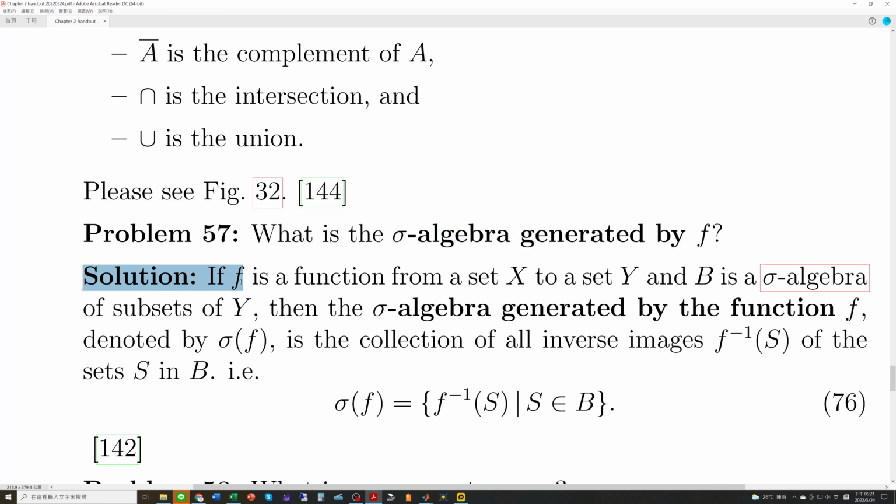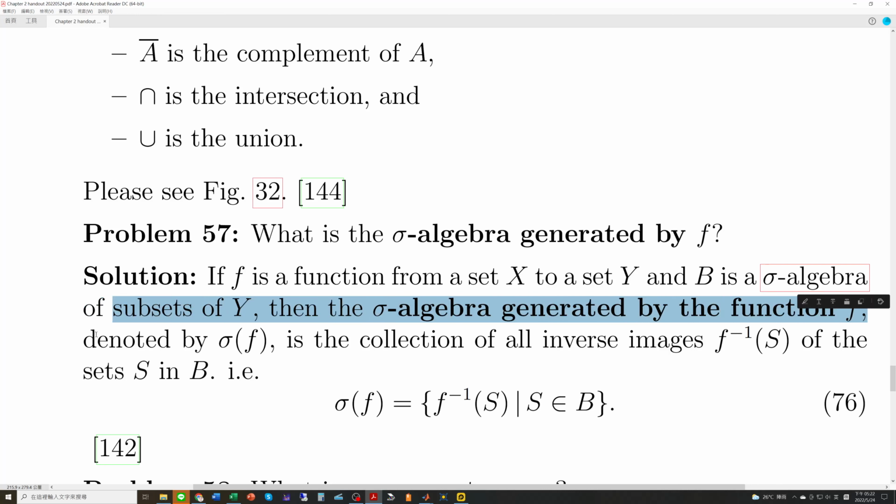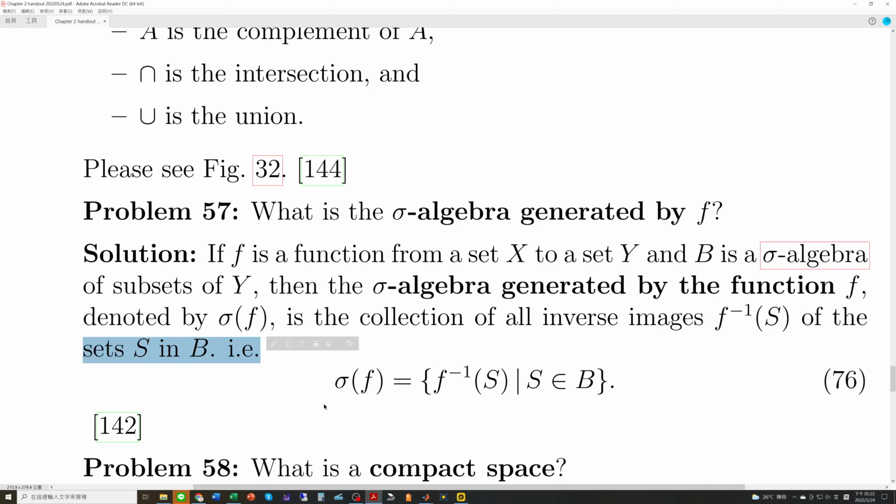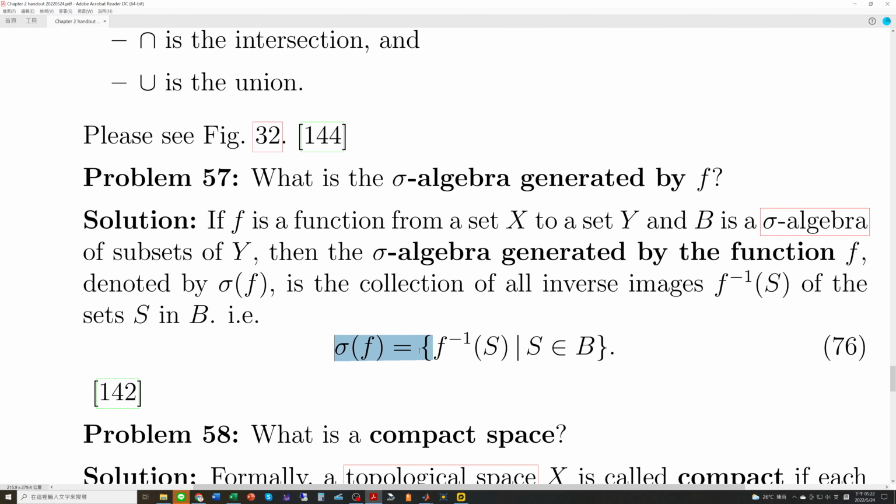Okay, solution. If f is a function from a set X to a set Y, and B is a sigma algebra of subsets of Y, okay, we have introduced what is a sigma algebra earlier, then the sigma algebra generated by the function f, denoted by sigma of f, is the collection of all inverse images f inverse of S of the sets S in B. Okay, that is, sigma of f is equal to f inverse of S, given S is in B.